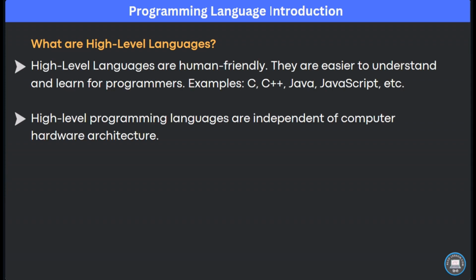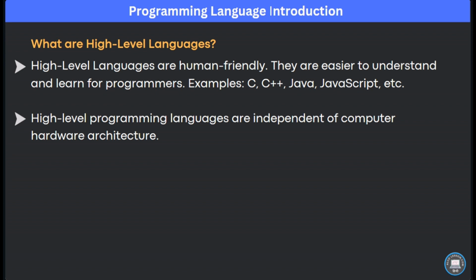High level languages are human friendly. These are easy to understand and learn by programmers. Examples of high level languages are C, C++, Java, JavaScript, etc. High level languages are basically independent of computer hardware. So what does it mean?